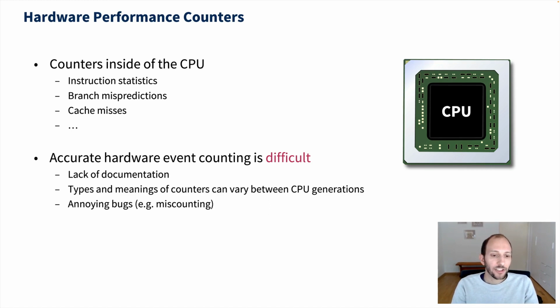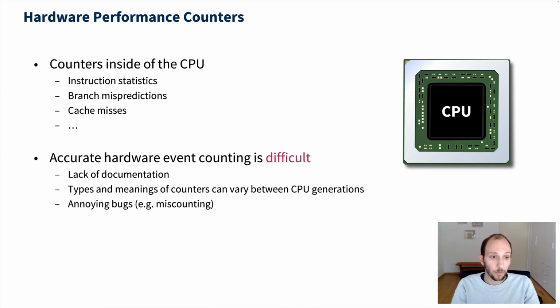However, to actually use these counters, you most of the time need an abstraction layer, because accurately using them directly is very difficult. Not only do you have to find a way to actually access them, but also they are typically sparsely documented. Types and meanings of counters can vary between CPU generations and even more so between architectures. And they can have annoying bugs, like miscounting and so on. So you want a trusted, tested intermediate layer.